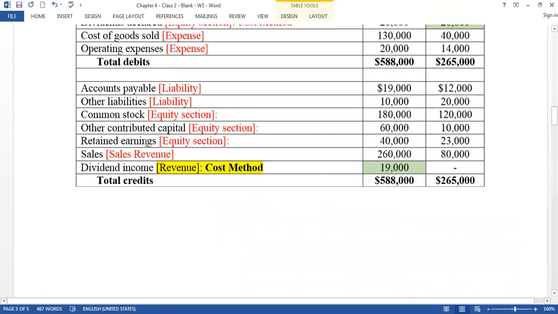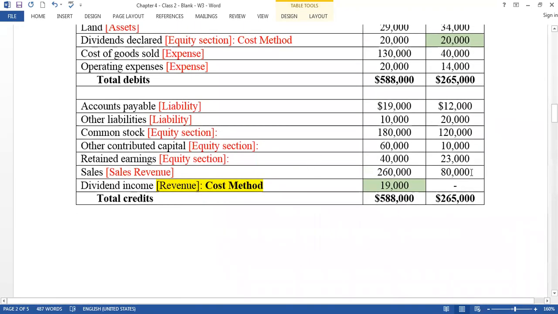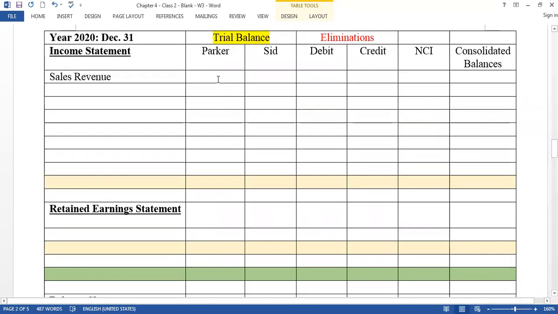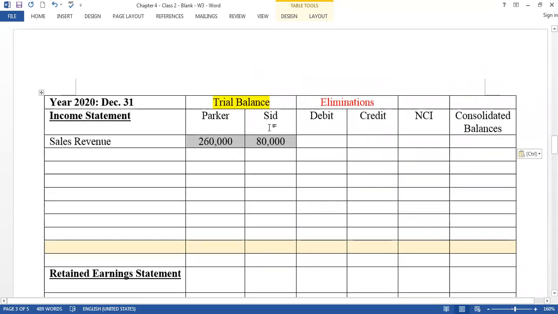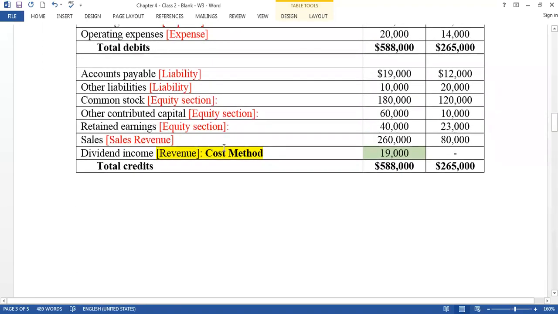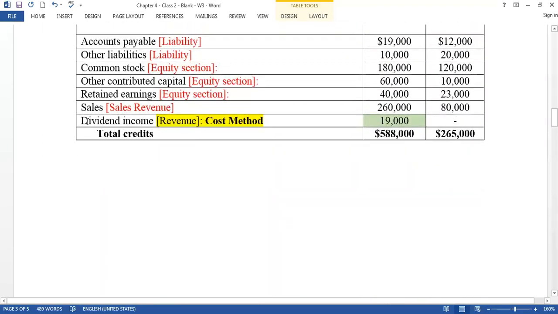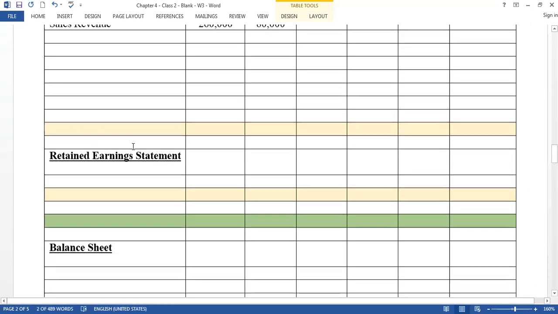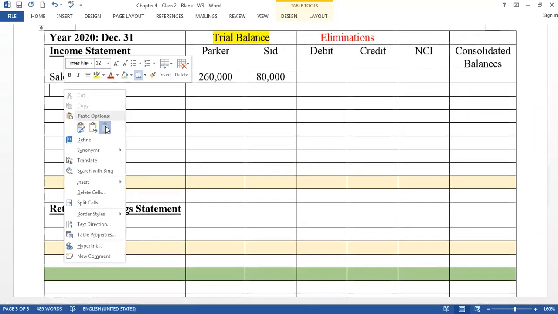So for your information, it is here, sales revenue. So we have sales revenue. Clear? Then according to the cost method, if the parent company receives any dividend, it is revenue, right? So our question said that we have dividend income. You can write dividend income or dividend revenue. It's your choice.